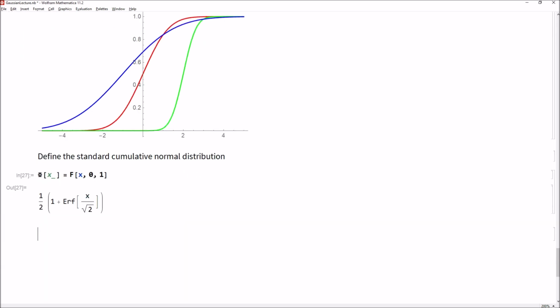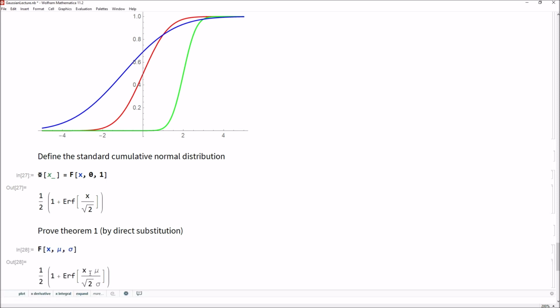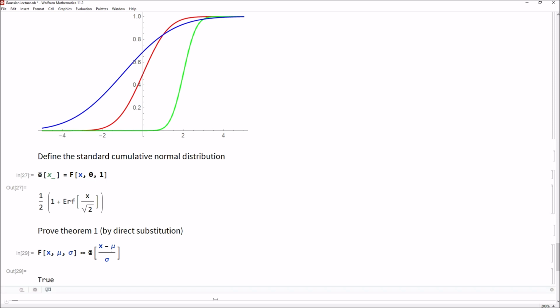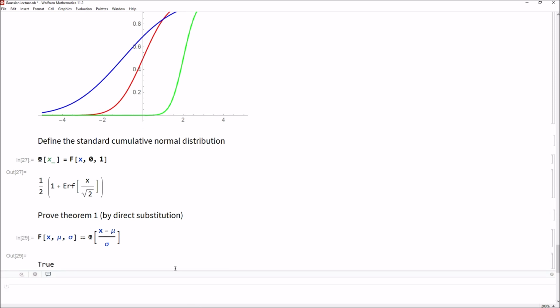And now let's go ahead and prove Theorem 1, which we said we do by direct substitution. In other words, let's just show that the cumulative distribution function for an arbitrary mean and standard deviation, that was this expression here, we claim is nothing more than the standard cumulative normal distribution function, but instead of passing in x, I'm going to pass in as an argument x minus mu all over the standard deviation. And if you shift enter that, it's true. So yeah, just directly substitute and show that this works.